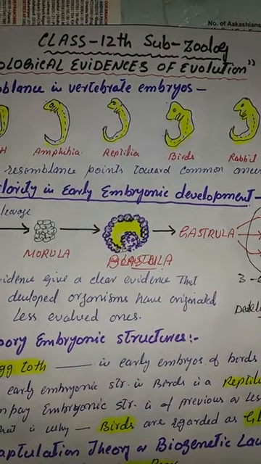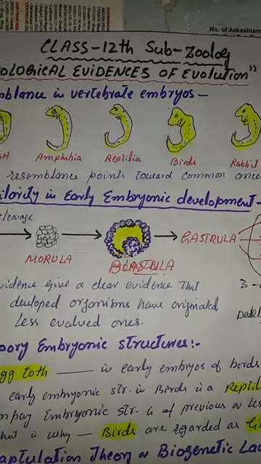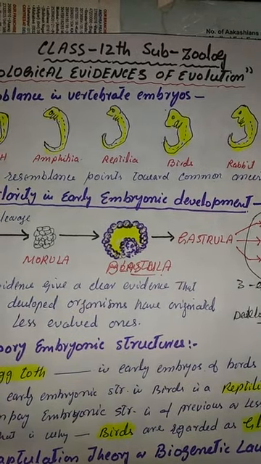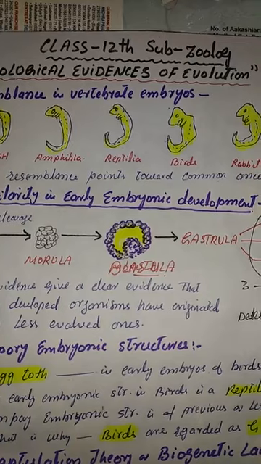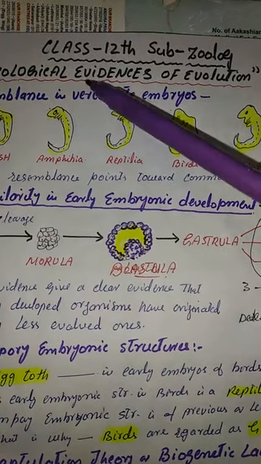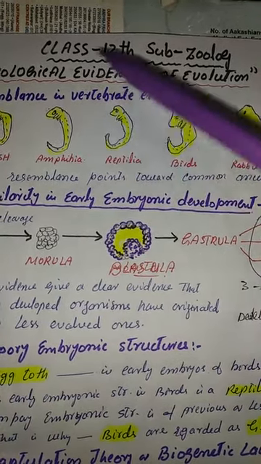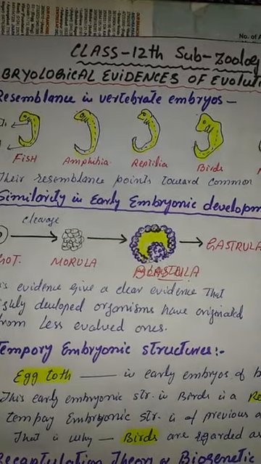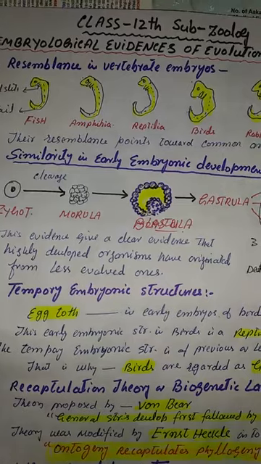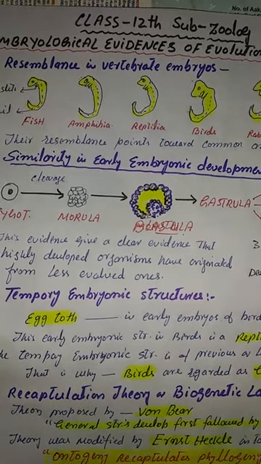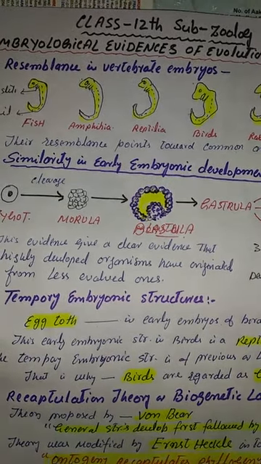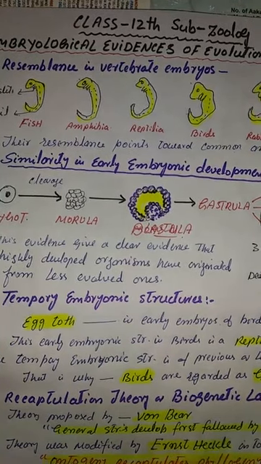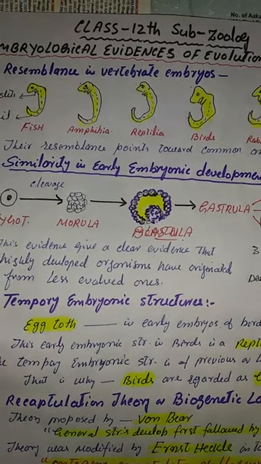My today's lesson is in continuation with the evidence of evolution, and today we will discuss some embryological evidences that support the theory of evolution. Now, embryology is the branch of biology that deals with the study of prenatal development of gametes, fertilization, and development of embryos and fetuses.